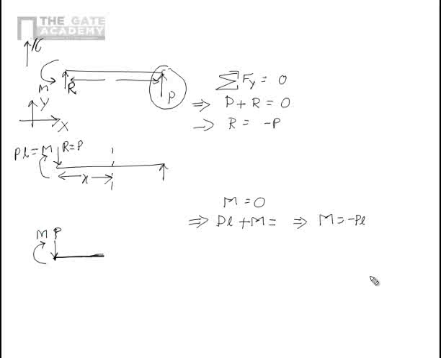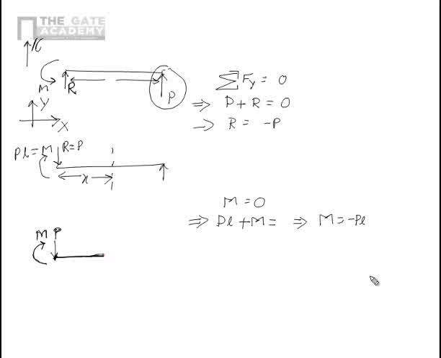Now you please see both this P and M are positive shear force and positive bending moment. The reason being P is acting on negative cross section in negative y direction. So it's also a positive shear force conventionally. Similarly, this M is acting clockwise on a negative cross section. So this is also a positive bending moment.